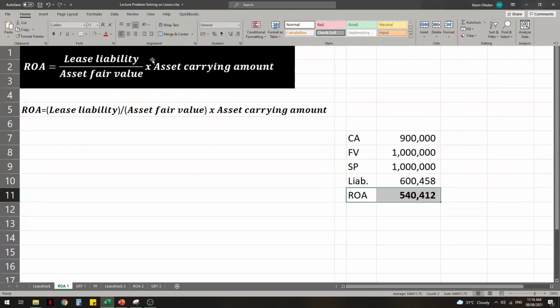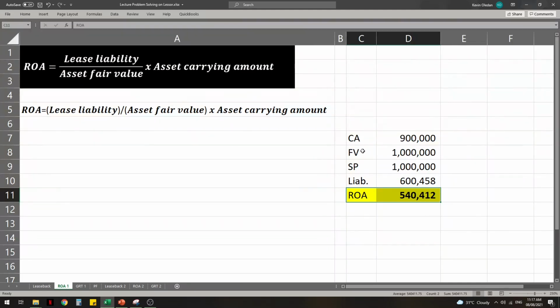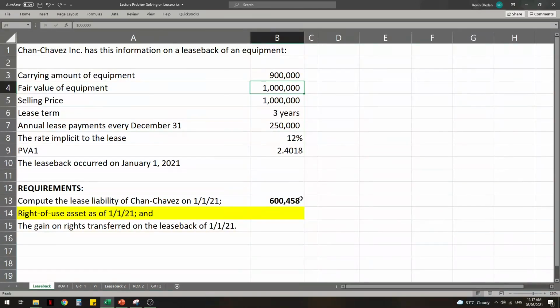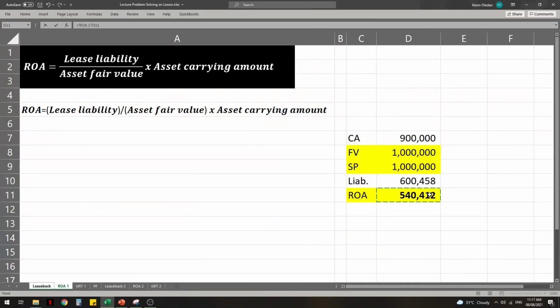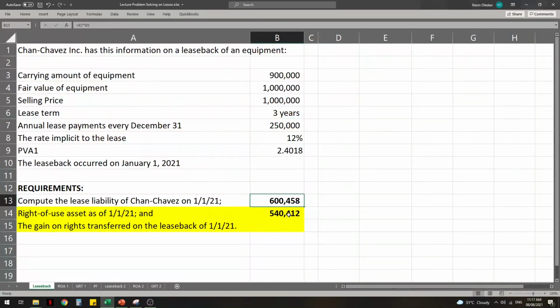I will not be illustrating the entry. I will let you reconstruct it. But I'm pretty sure you can. ROA, ito ang computation natin for ROA, again in a scenario wherein the fair value is equal to the selling price. And right now, let us answer the third requirement, which is the gain on rights transferred. Let me just put the final answer here so that when we review later, we can immediately see it.